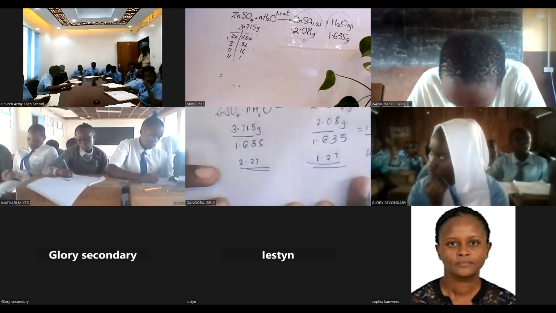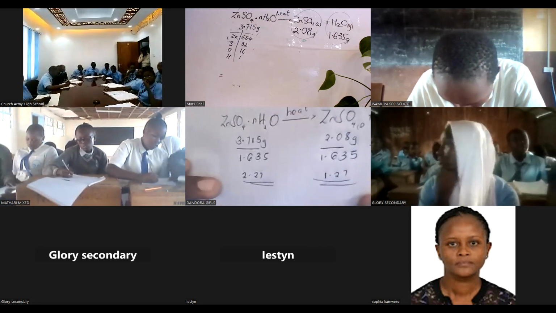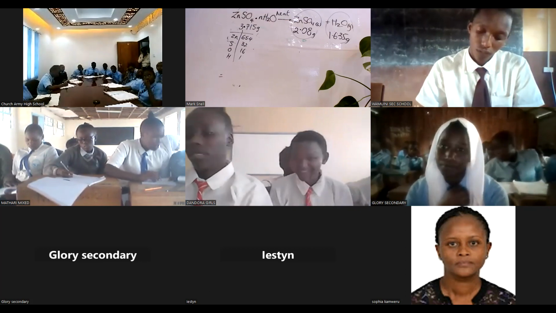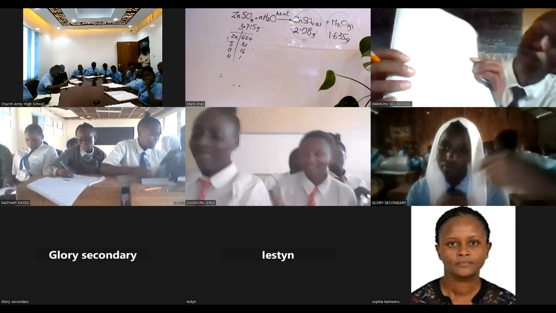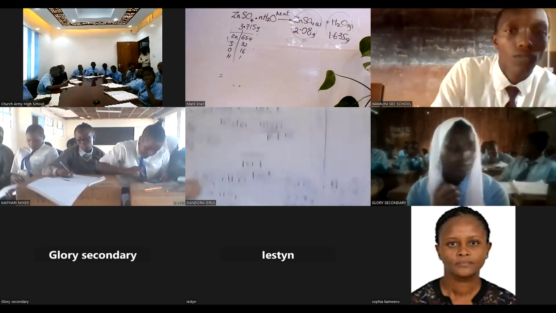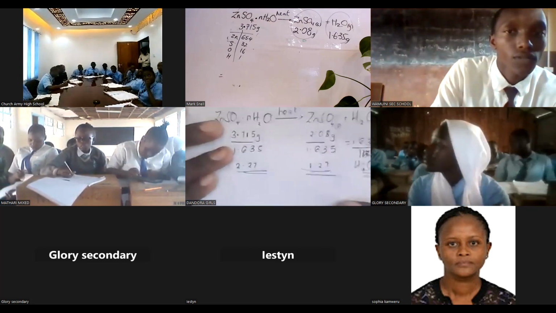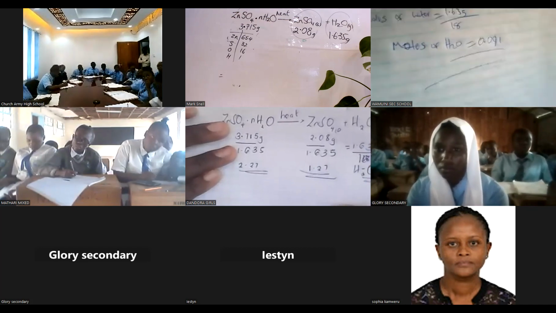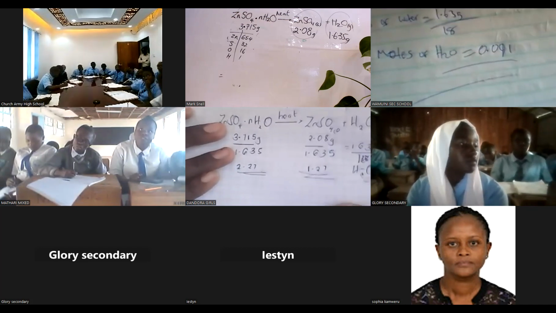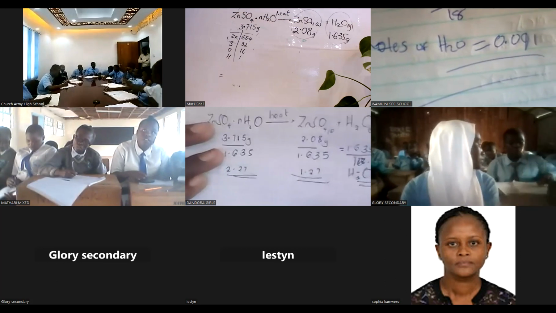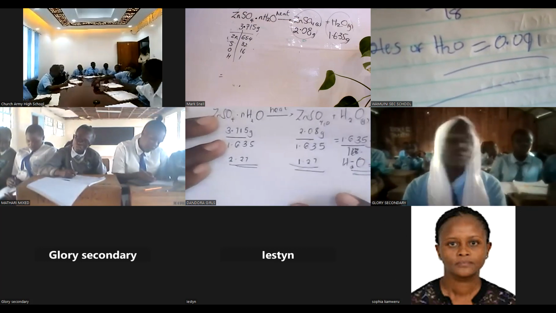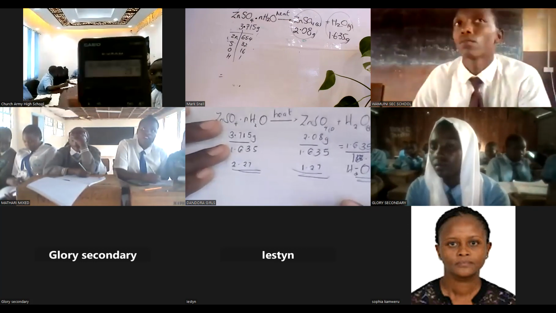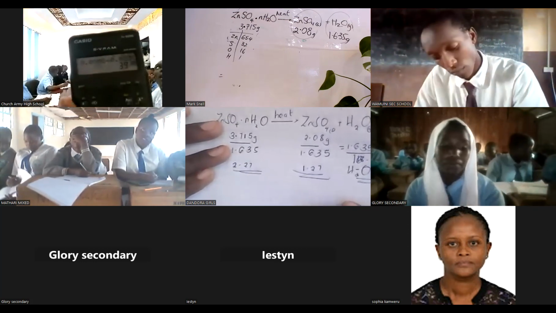Okay, I'm going to share my screen. Oh, can I see again, Dandora, please? 2.27, 1.27. No, oh, hang on. 1.27. You divide by the smallest. It's not by the masses.